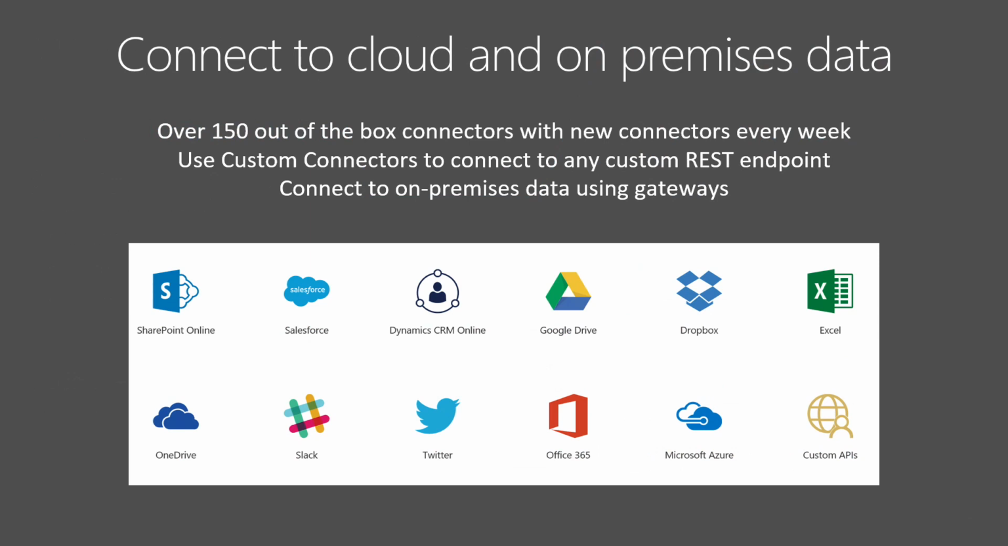Now, really the magic sauce behind Flow is our connectors. We have over 150 out-of-the-box connectors, with new connectors being added every single week. And besides these out-of-box connectors, you can also create your own custom connectors, like we showed for 4Canyon Energy. You can use it really to connect to any REST endpoint. And using on-premises data gateways, you can also connect to your data that's on-premises. So there's really a wide variety of data. No matter where your data lives, you have connectivity to it.